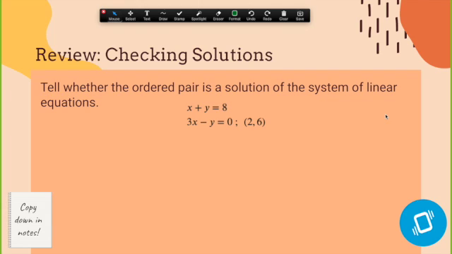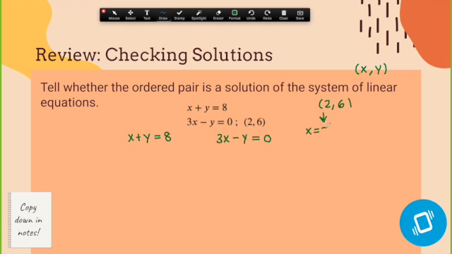The question is asking you to tell whether the ordered pair is a solution of a system of linear equations. And so we have here the linear equations x plus y equaling 8 and 3x minus y equaling 0. The ordered pair that they're giving us here is 2, 6. So based off of the fact that an ordered pair uses x, y, I know that my x value is always going to be on the left side. So my x value is 2, and my y value here is going to be 6.